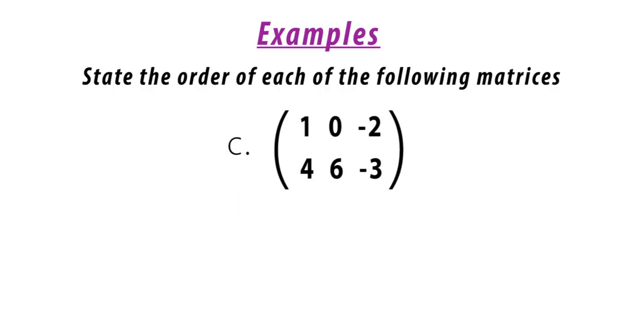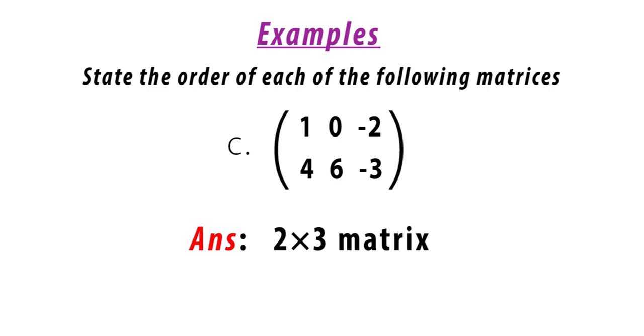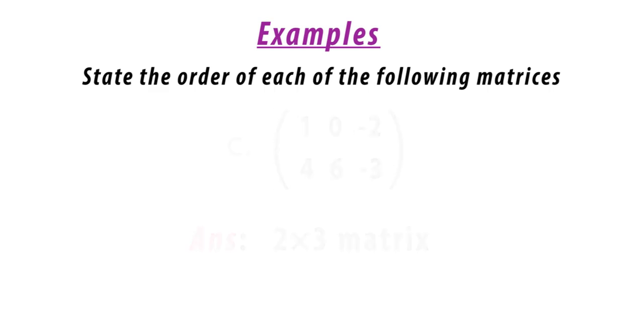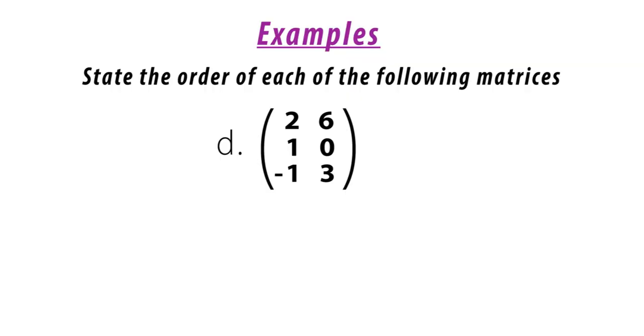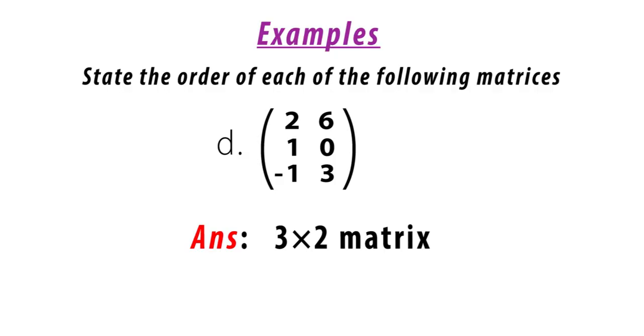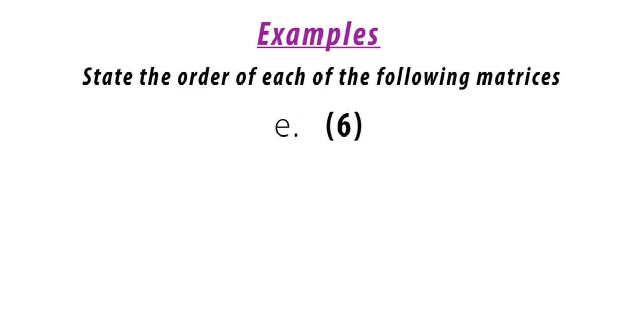C, the matrix (1, 0, negative 2; 4, 6, negative 3). It is a 2 by 3 matrix. D, we have the matrix (2, 6; 1, 0; negative 1, 3). This matrix has the order 3 by 2. It has 3 rows and 2 columns. E, the matrix (6) is a 1 by 1 matrix. Good.